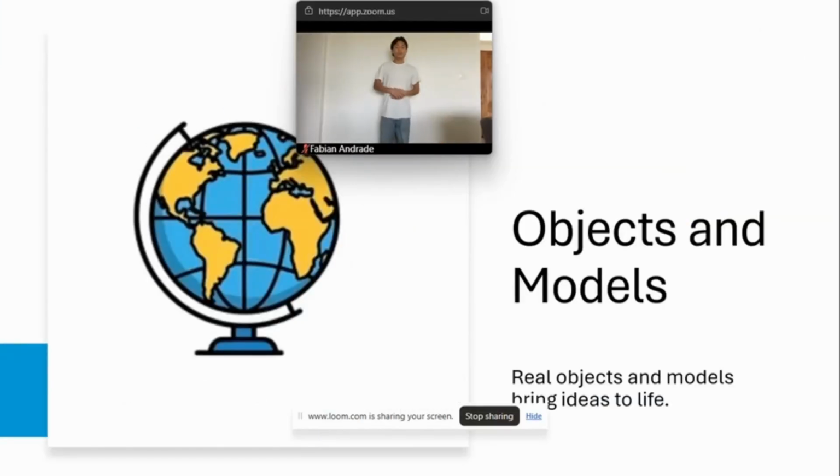Objects and models. Sometimes the best aid is a physical object or a 3D model that we could take with us. You can even use a person to demonstrate something. These will bring your ideas to life as it will allow the audience to actually see it firsthand in person rather than trying to imagine it in their heads.